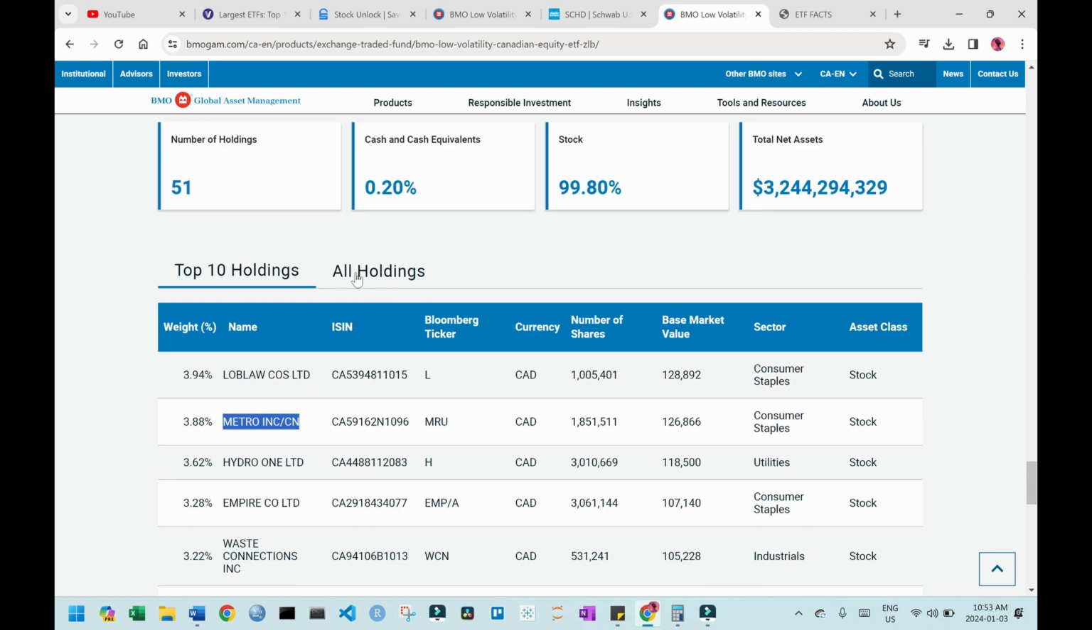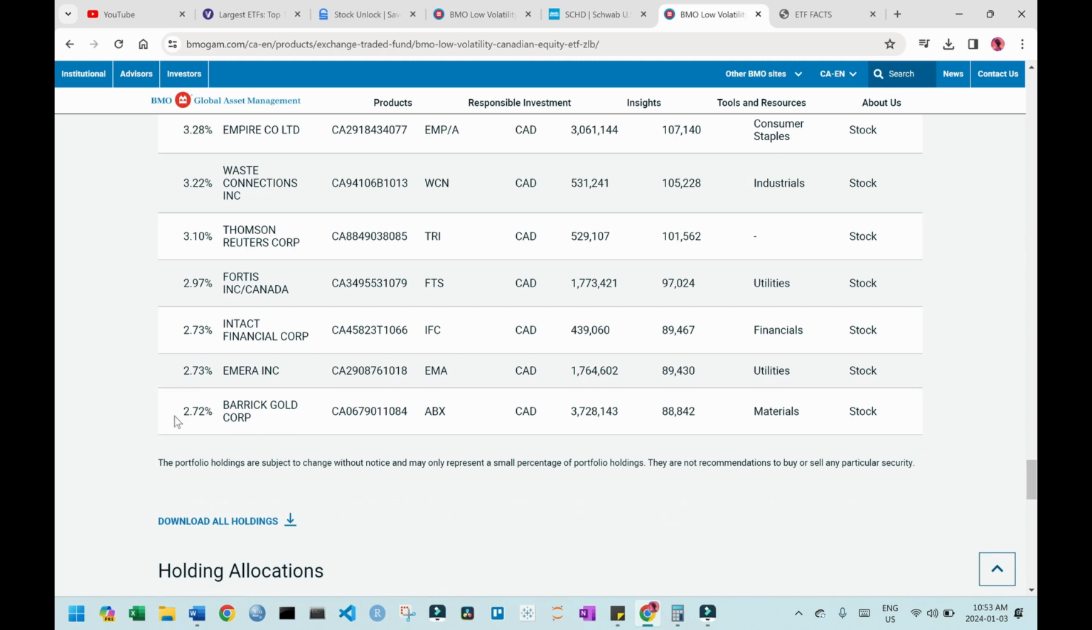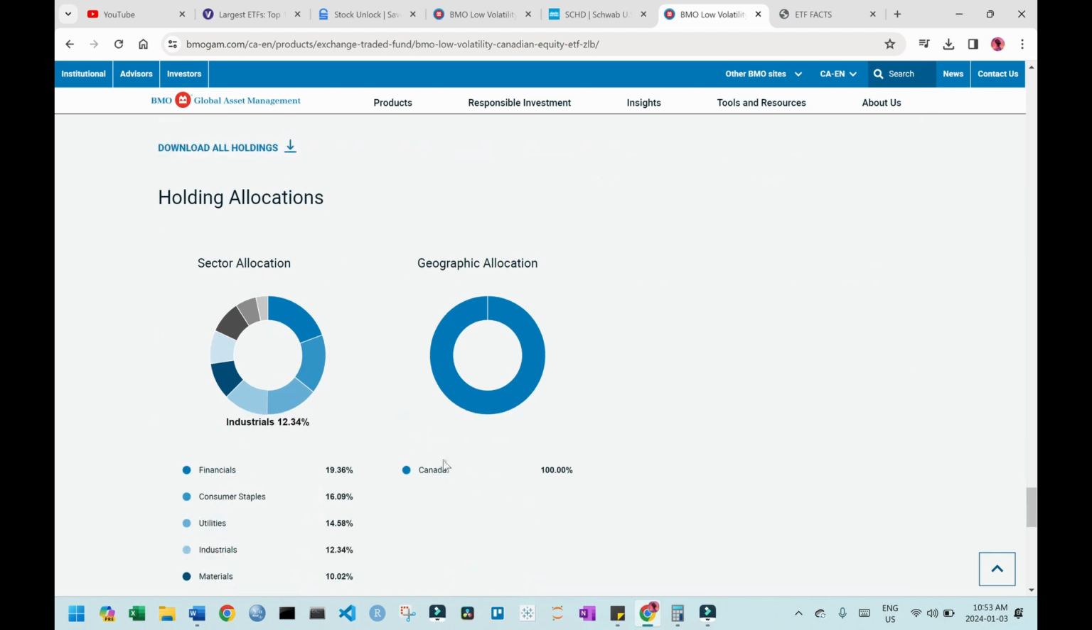And if you want, you can look at all 51 holdings, but I already know that these are companies that I pretty much enjoy here in the north, so that's something important to look at. And finally, we see that all of it is actually invested in Canada. 19% is in financials, 16% consumer staples, and so on.